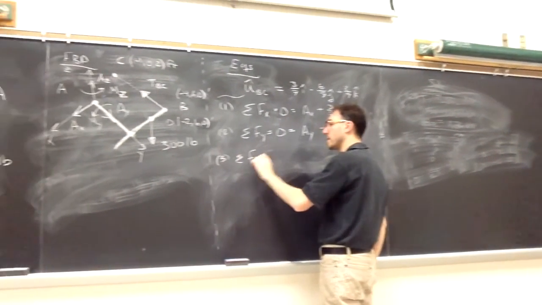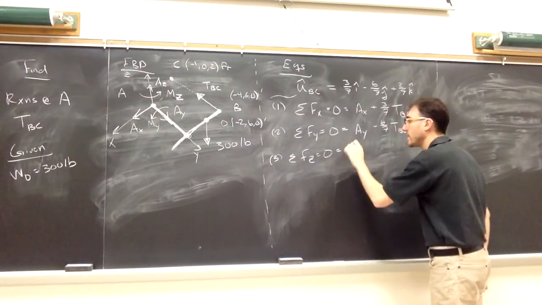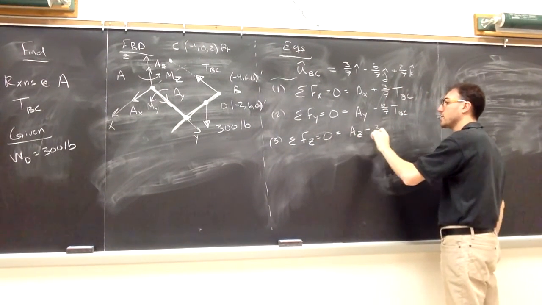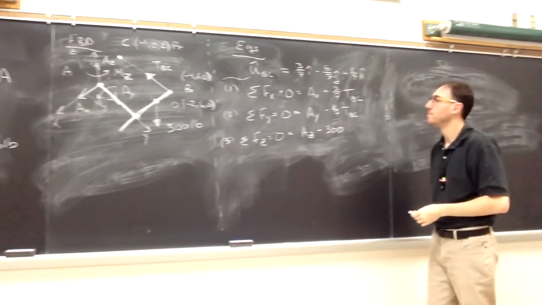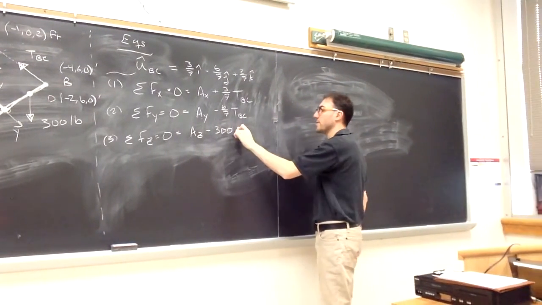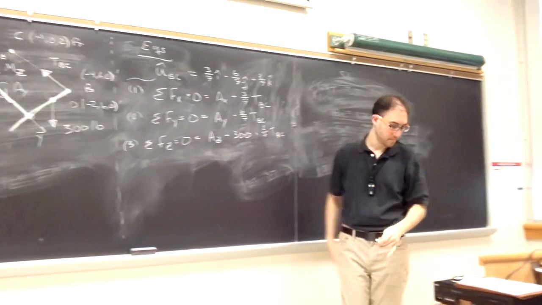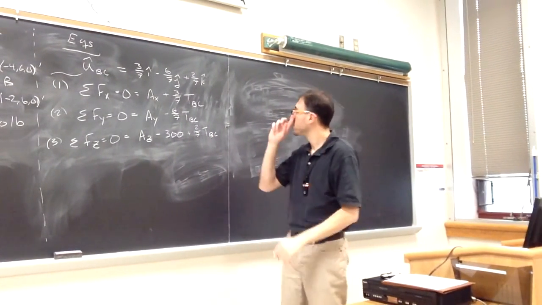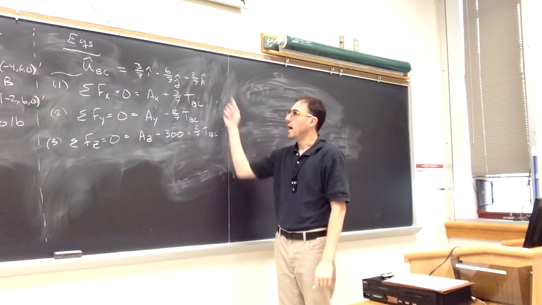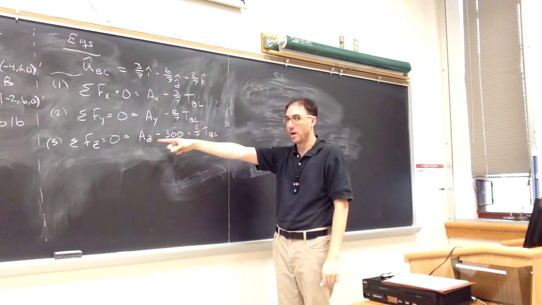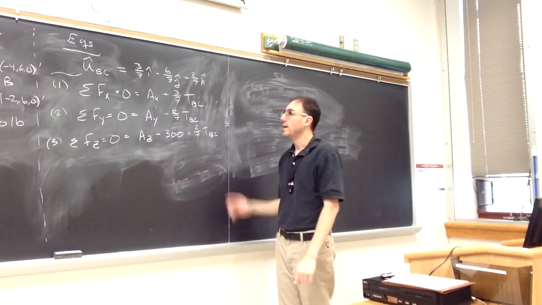I'll go on to the Z direction. AZ minus 300 from that weight plus 2/7 TBC. I have now 4 unknowns, but only 3 equations.